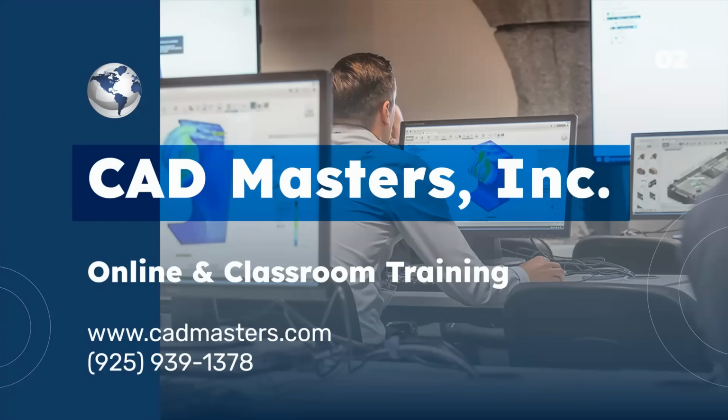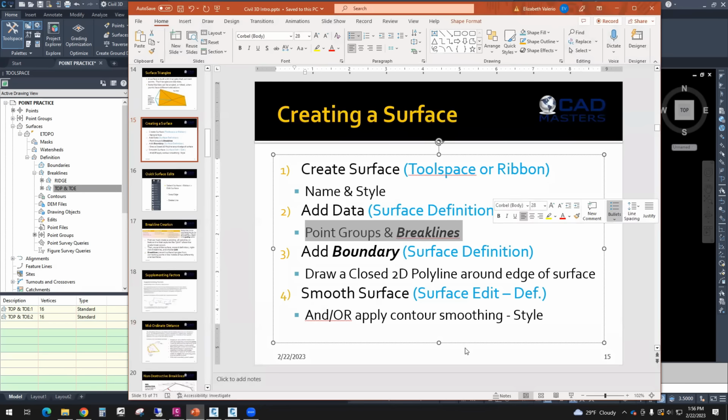Back to this slide. So we've added data to our surface definition. Step 3 is adding a boundary. We want to cut off that extra part of the surface. So to do that, we're going to draw a closed 2D polyline around the edge of our surface.